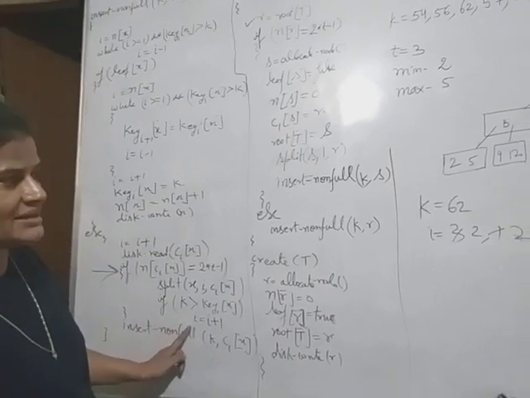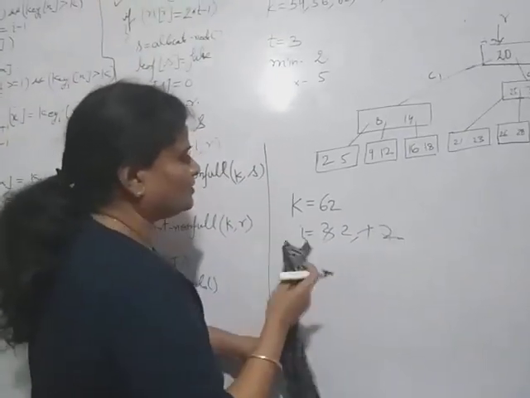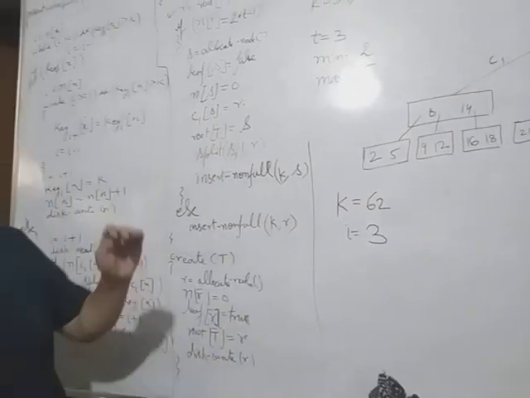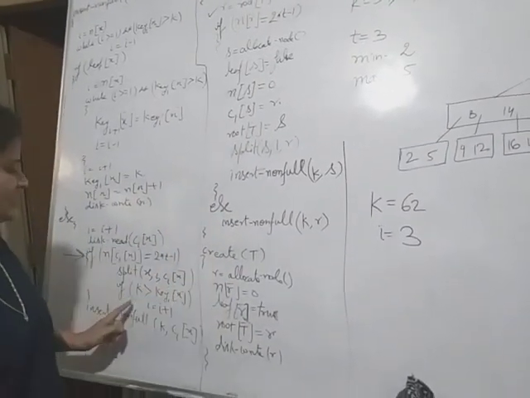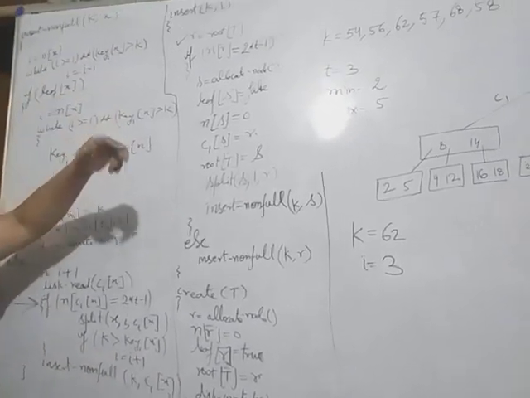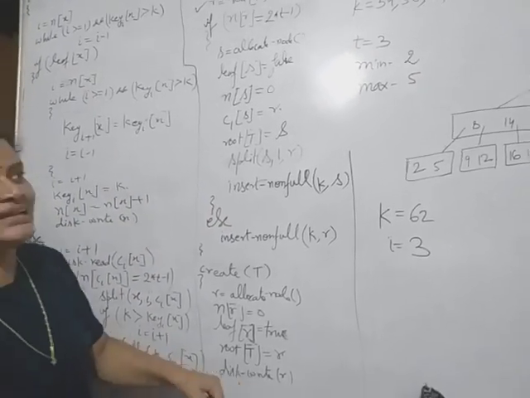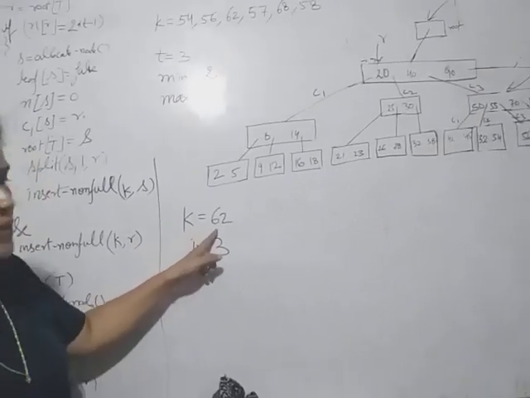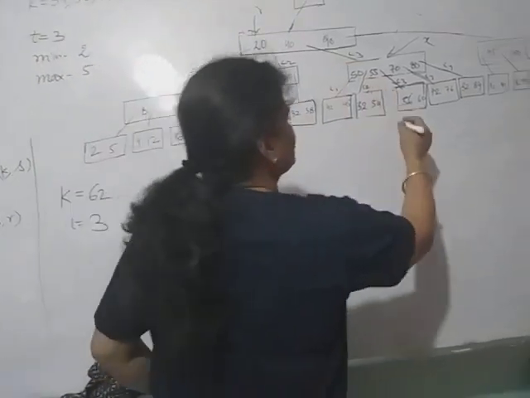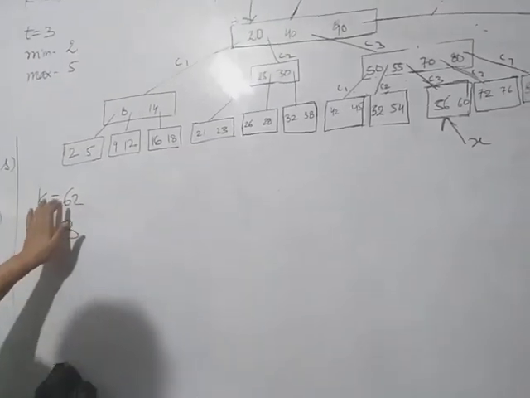So I have updated I to I plus 1. Previously I was 2, so now I will become 3. It means the third child of X will be used, and this function is again called recursively to insert 62 in which node? In C[I] of X, that is, K is 62 and C[I] of X with I as 3, C3 of X. So now in this insertion function, this becomes X. Okay, so here I can insert 62.